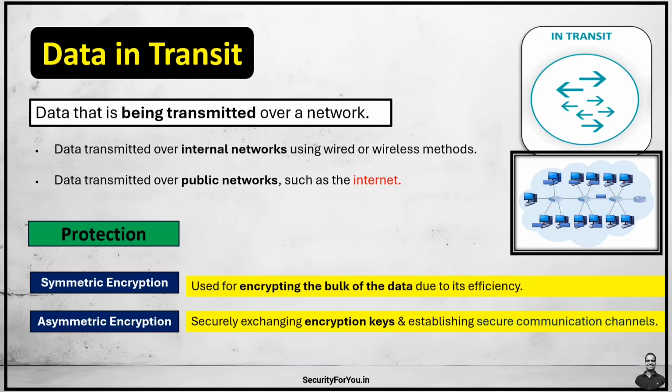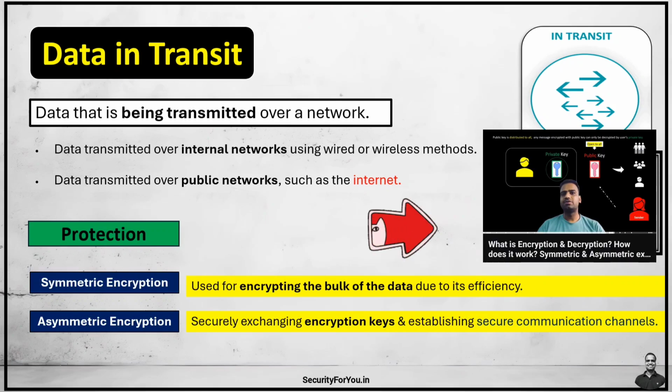Just to give you an overview, in asymmetric encryption there are two keys, one is the public key and one is the private key. The message is encrypted using your public key and decrypted using your private key. I have discussed in more detail how this encryption works and how keys are exchanged in my earlier video, which you can go and watch for better understanding.